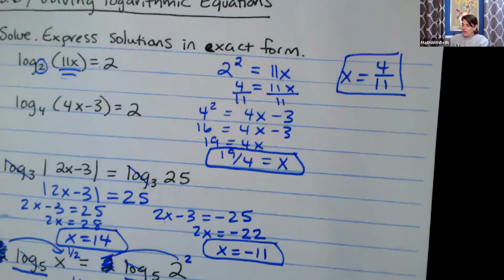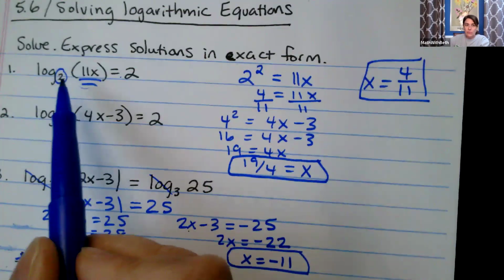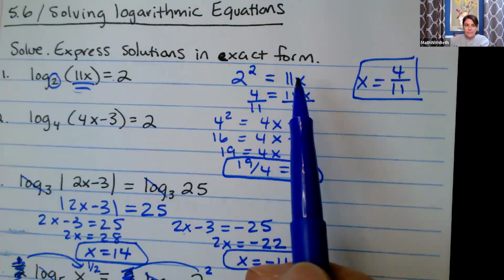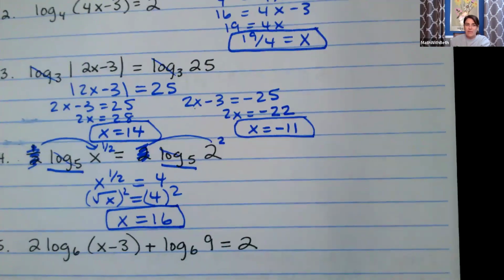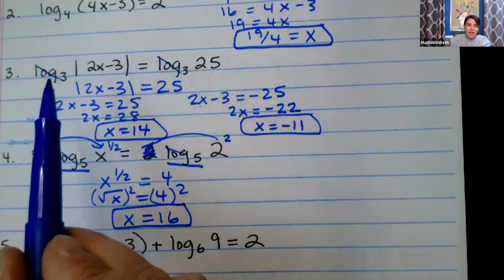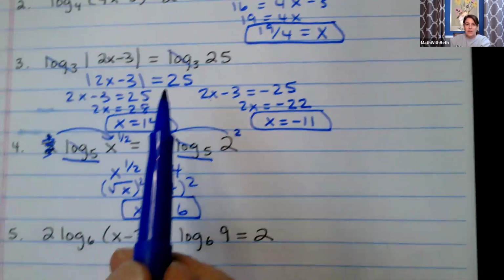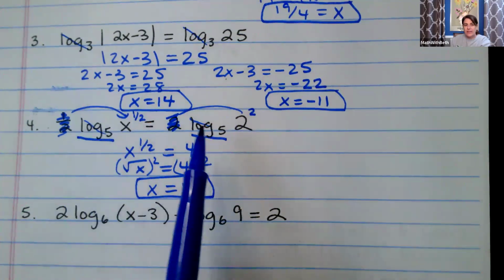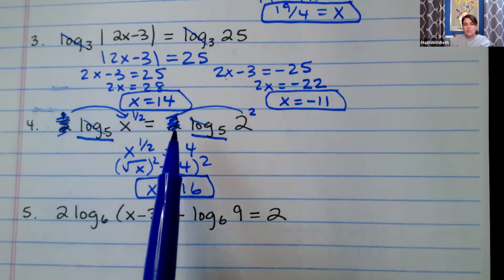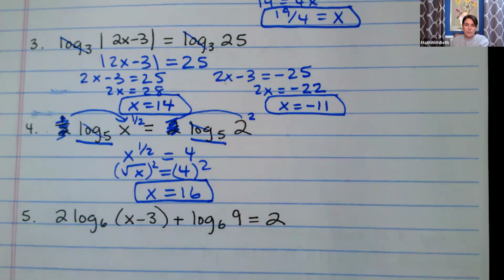Okay, so far, if we have only one log, we rewrite it in exponential form. If we have one log on each side by themselves, we can just ignore them and go from there. So 4 almost had that, but we had to move those numbers to the exponents before we started.